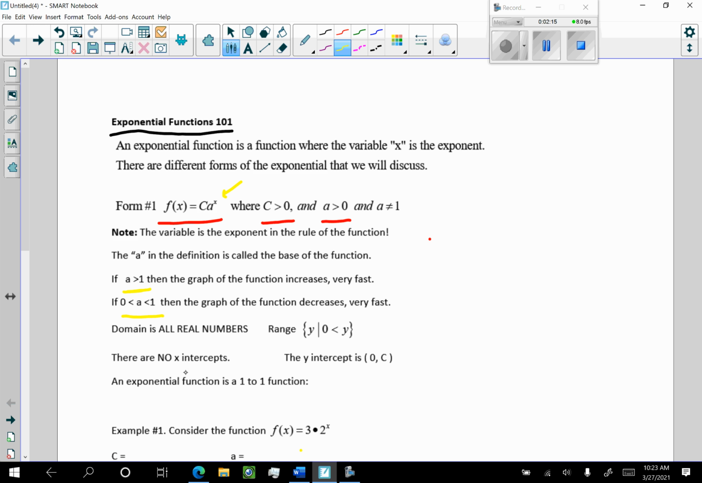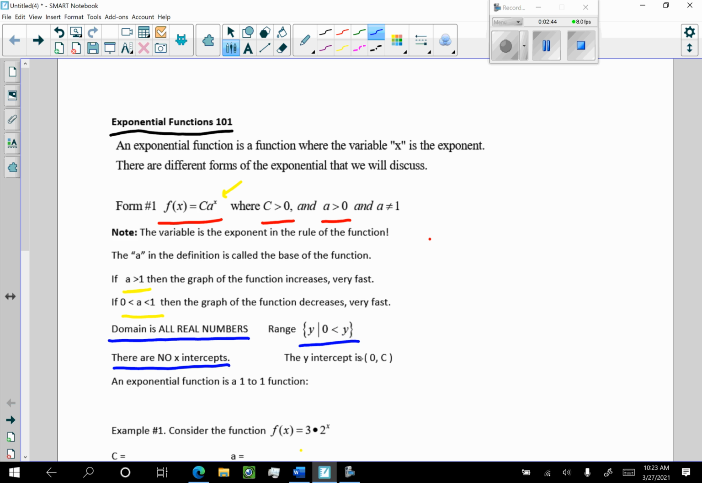Okay? So for this particular form, c a to the x, where c is greater than 0 and a is greater than 1, the domain is going to be all real numbers. Well, in fact, the domain is going to be all real numbers for all exponential functions. And the range, important to note, is greater than 0. For this function, c a to the x, there are no x-intercepts. And the y-intercept is going to be 0, c.